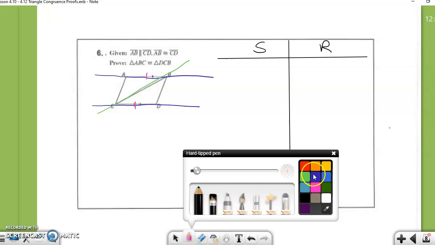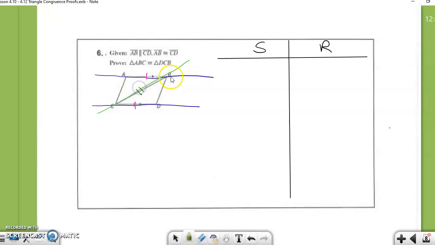All right, so now let me think. What notation can I add here? Well, I know that CB is congruent to CB from the reflexive. That's what allowed me to add that notation. I also know that this angle and this angle are congruent by alternate interior angles theorem. Oh, and would you look at that? Now I can see that on this triangle I have a side, an angle, and a side, and I have the corresponding side, angle, side on the other triangle. So I know I'm going to use side, angle, side, triangle congruency, and I'm ready to start writing my proof now.